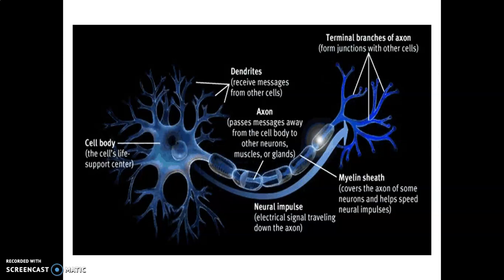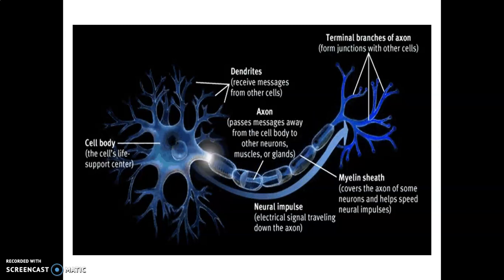The axon transmits nerve impulses away from the cell body to a synapse or to a neuromuscular junction. Based on the number of axons and dendrites, the neurons are divided into three types: multipolar, bipolar, and unipolar, according to the number of axons present in it.